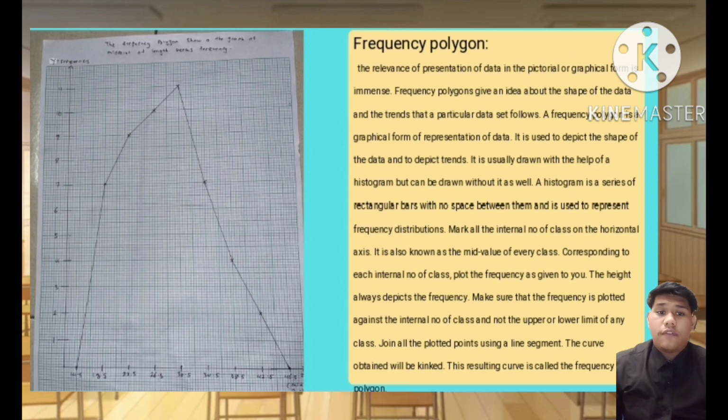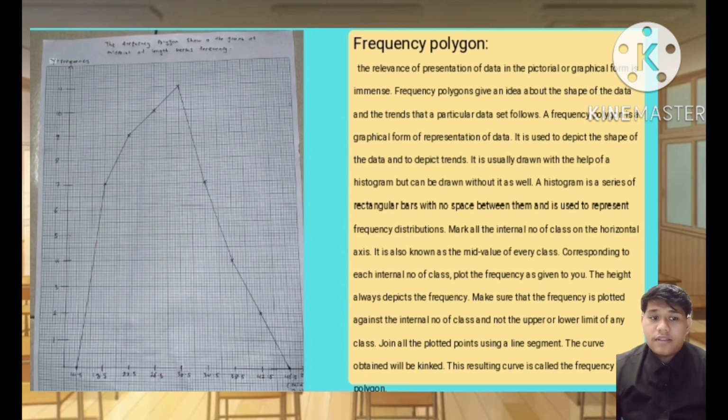The relevance of presentation of data in pictorial or graphical form is immense. Frequency polygons give an idea about the shape of the data and the trends that a particular data set follows. A frequency polygon is a graphical form of representation of data. It is used to depict the shape of the data and to depict trends. It is usually drawn with the help of a histogram, but can be drawn without it as well.